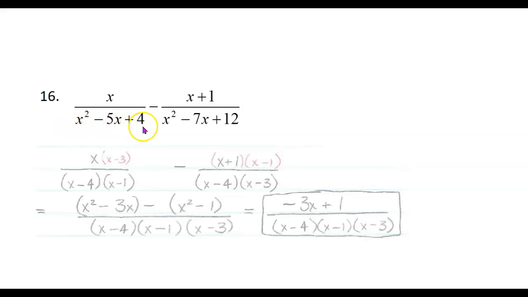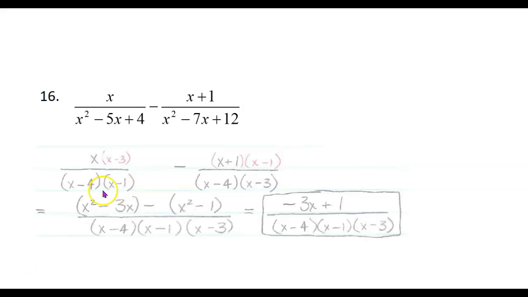The x squared minus 5x factors into x minus 4 times x minus 1. And the x squared minus 7x plus 12 factors into x minus 4 times x minus 3. So they do both already have a factor of x minus 4. But the first one has an x minus 1, but it does not have an x minus 3. And the second one has an x minus 3, but it does not have an x minus 1.